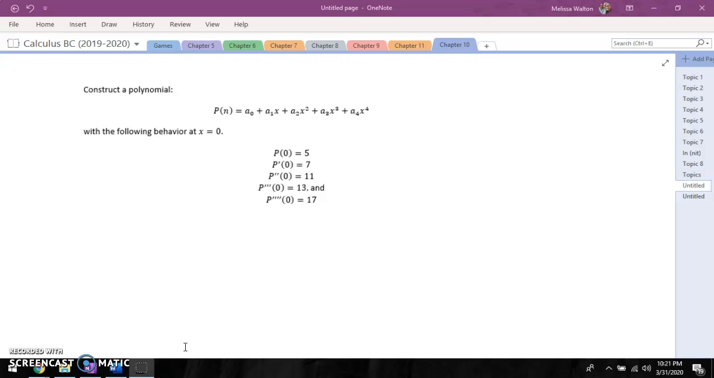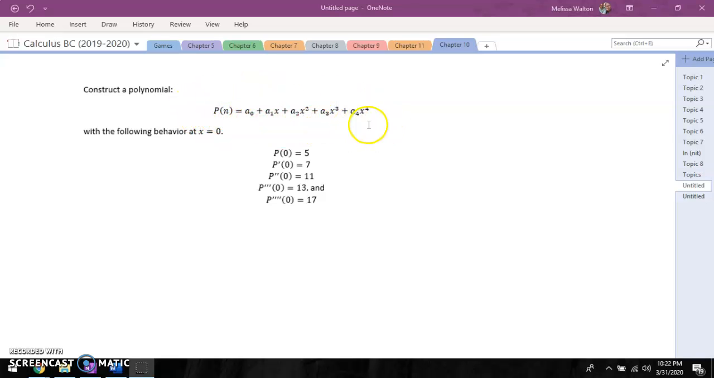I really want you guys to pause the video and see if you can get this for yourself. Here's my challenge. I would like for you to construct a polynomial. So here's our polynomial of n. We've got a few coefficients. Well, this is our constant a sub 0. We have a coefficient there, and there. So this is a fourth degree polynomial.